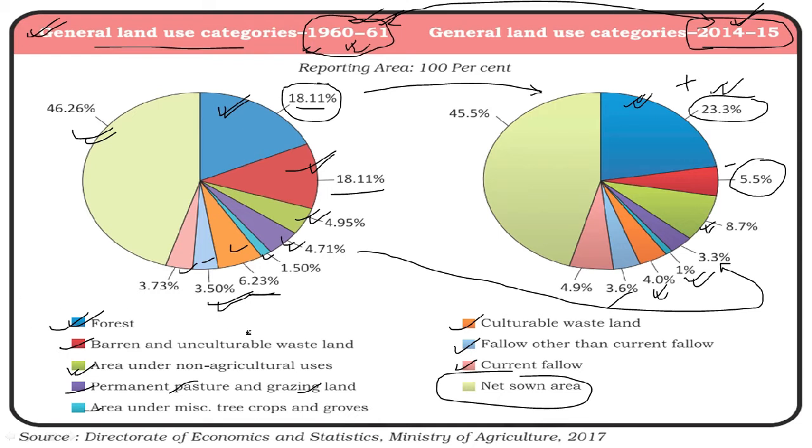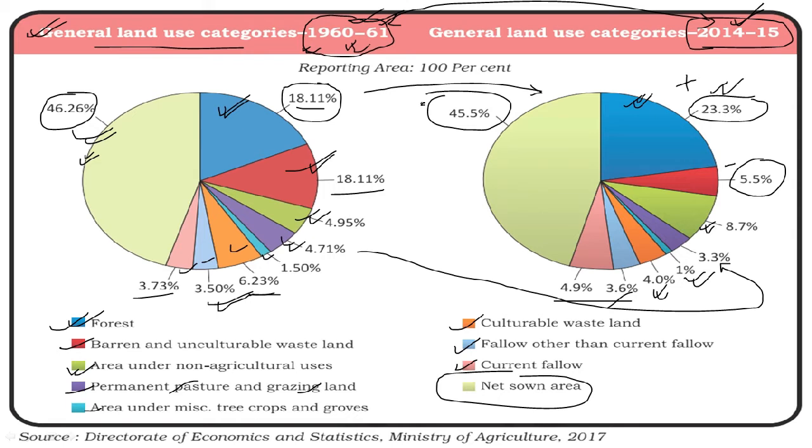Now we see current fallow. Current fallow has increased from 3.73% to 4.9%, and then when we see net sown area, it has reduced a bit from 46.26% to 45.5%. So this is how, students, we are going to learn the land use pattern of India.